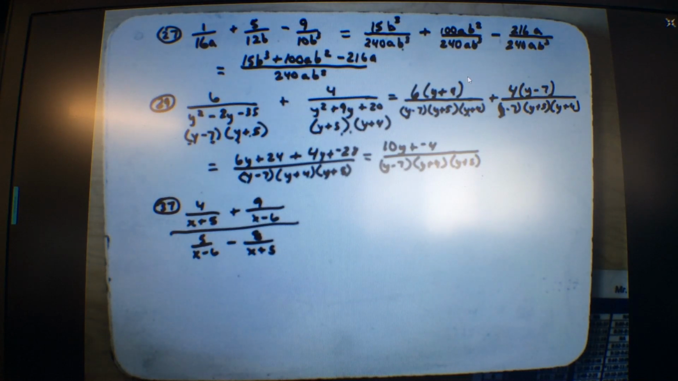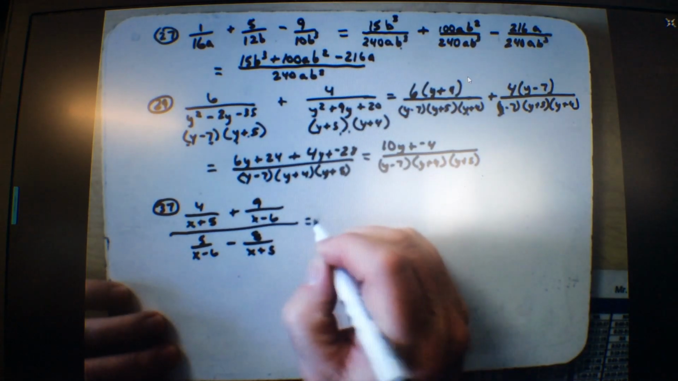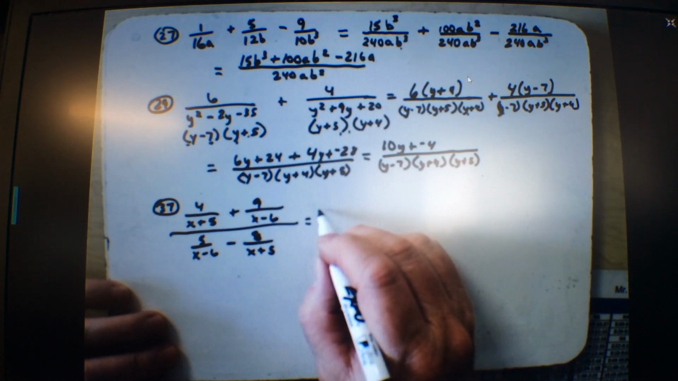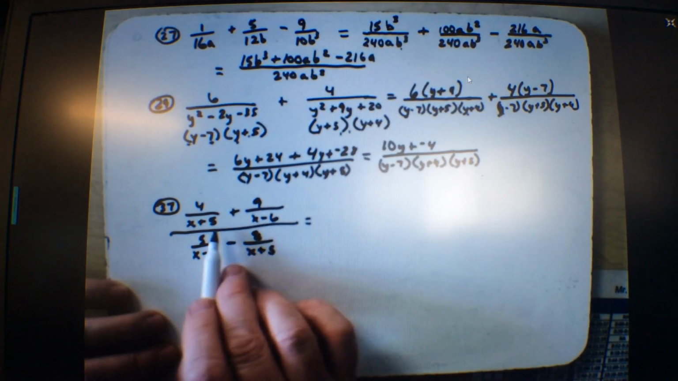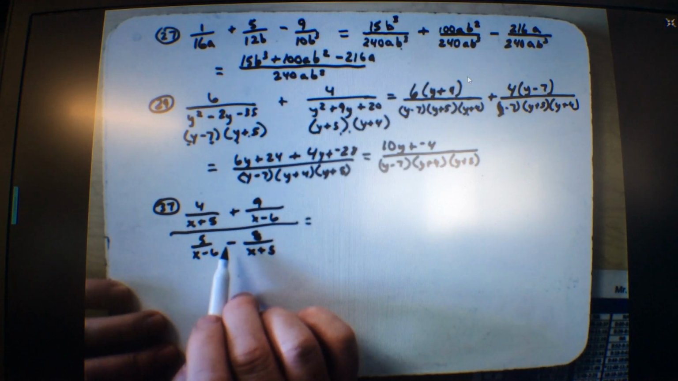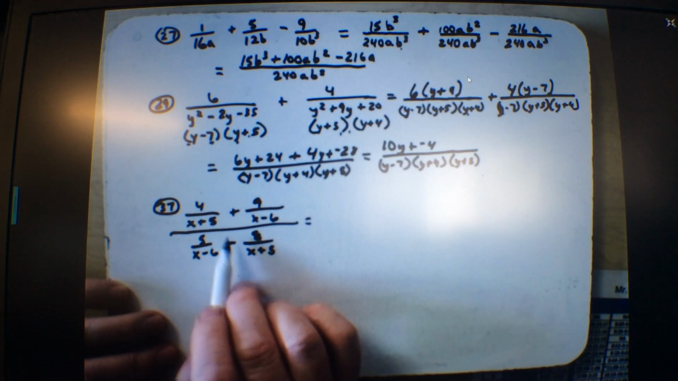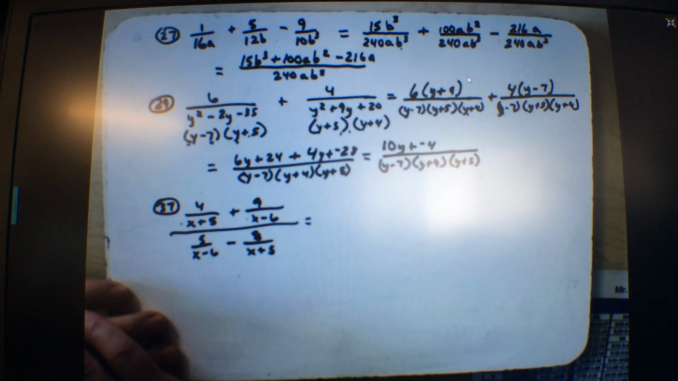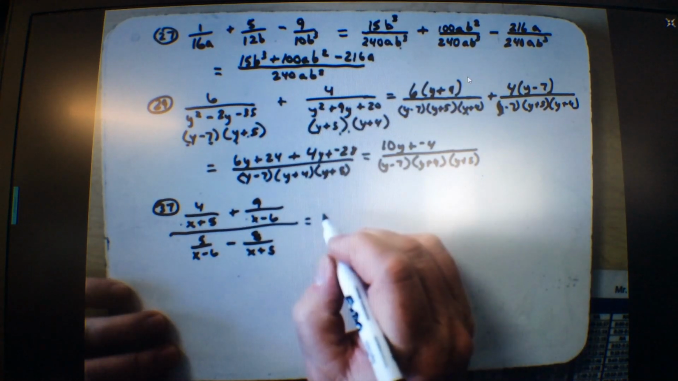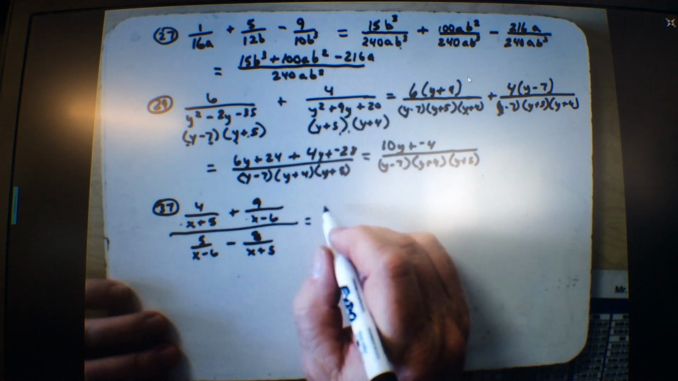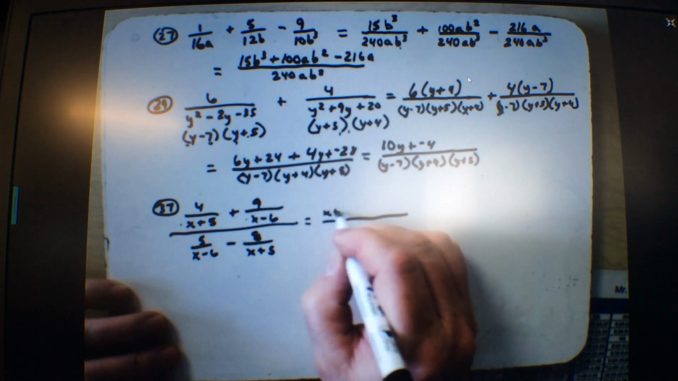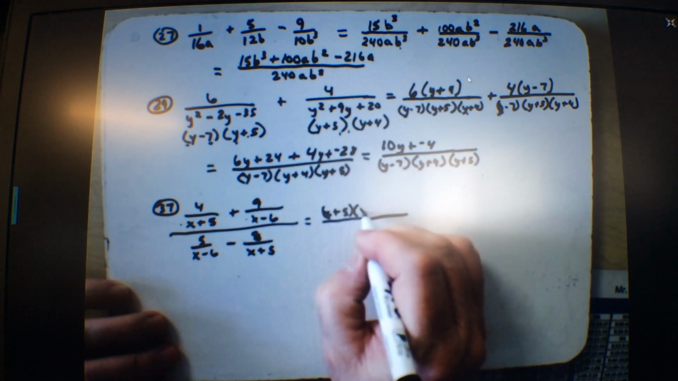Okay, let's get a common denominator on the top. What is it? We're going to do them separately. Isn't it 20? No, 30. 36. What about 30? Here's the denominator and here's the denominator. What's the common denominator between them? 30? Oh, I was doing the top. The common denominator between these two is x plus 5 times x minus 6.